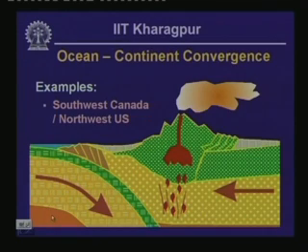Now let us look at the features associated with ocean continent convergence. If you recall, an example for ocean continent convergence is the subduction activities of the island chains of the west coast of Alaska in the northern part of North America, then southwest of Canada and northwest United States. That is also another good example where subduction of the Pacific plate is taking place underneath the North American plate.